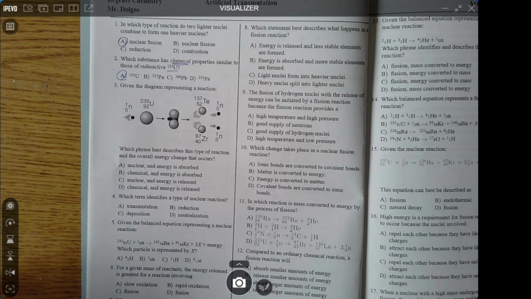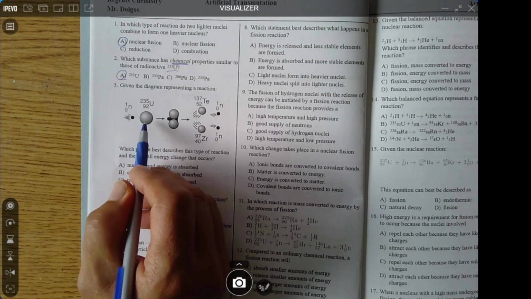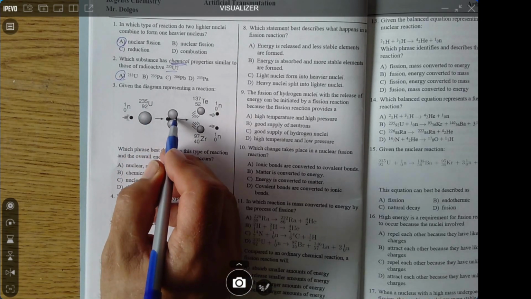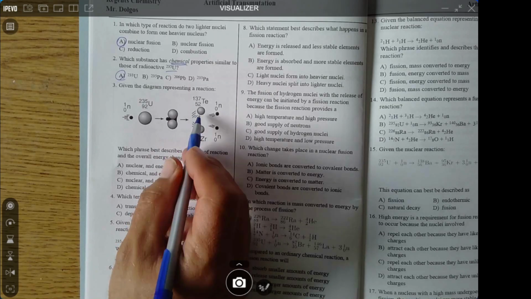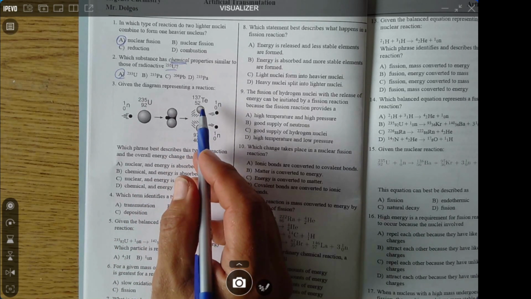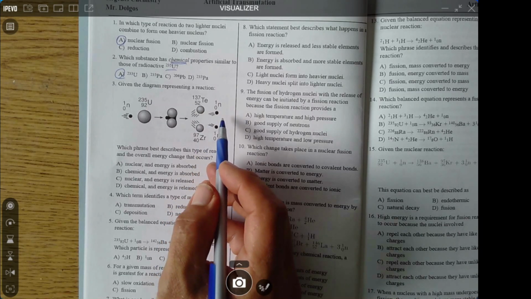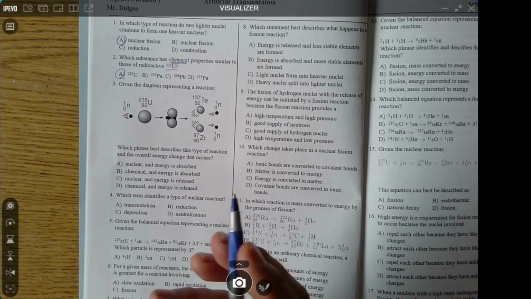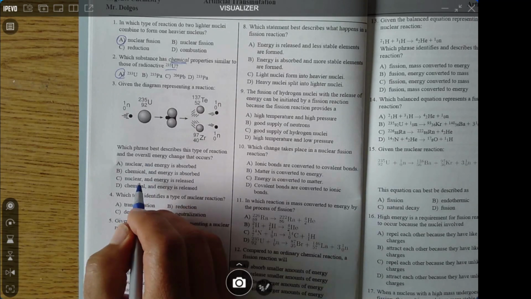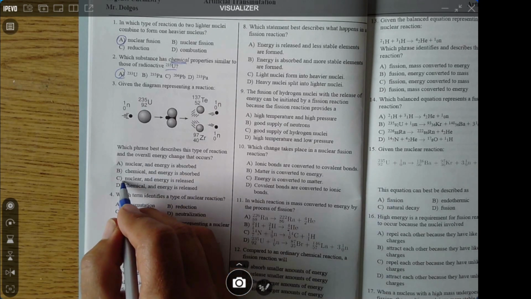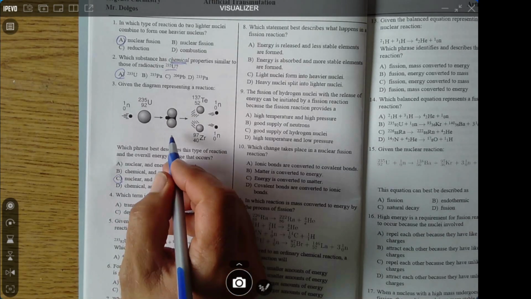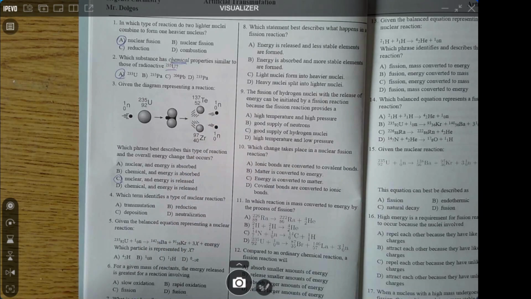Given the diagram representing this reaction, which phrase best describes this reaction and the overall energy change that occurs? Okay, not a bad problem at all. The neutron is coming in and hits the uranium-235, which splits into two different daughter atoms, and those isotopes that are created also release two neutrons. So in this case, this is a pure nuclear reaction and energy is released. Hopefully you recall that this is nuclear fission because it's the breaking apart of a particle. But it's nuclear and energy is definitely released.